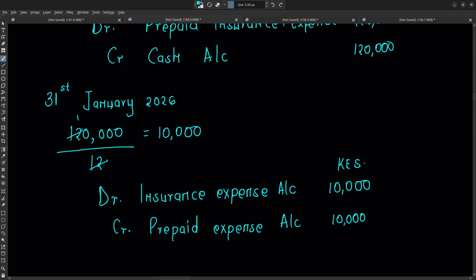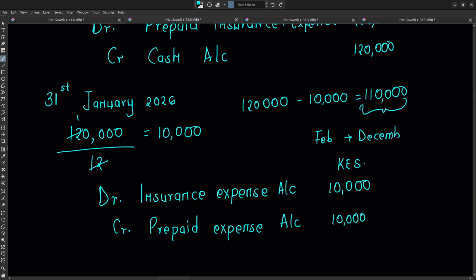Now you know what is going to be your new balance of prepaid expense. You're going to have 120,000 less 10,000, so you're going to have 110,000. That is going to be your new prepaid expense as at 31st January 2026. If you present the balances of this account as at 31st January 2026, you're going to see the prepaid expense balance reduce to 110,000, because the only prepayment we have now is from February to December.